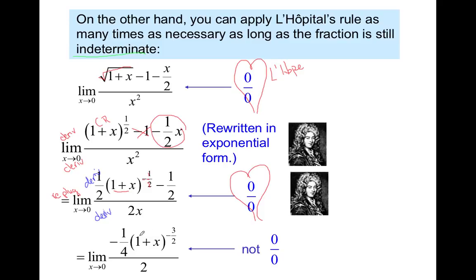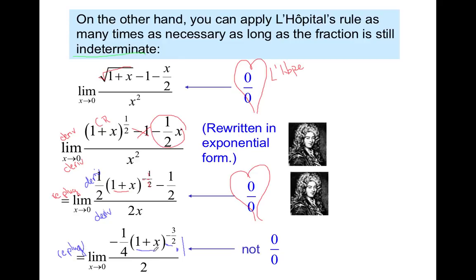So I brought down negative 1/2, and I got negative 1/4. Copied over the middle, subtracted 1 from the exponent, technically multiplied by the derivative of the inside, which is just 1, and the derivative of 2x is just 2. And now I'm going to re-plug in.